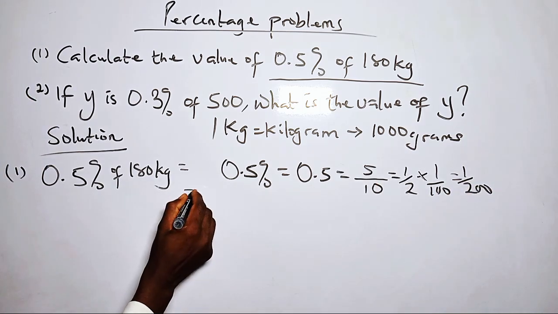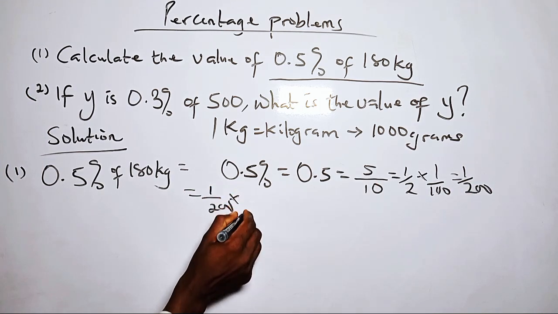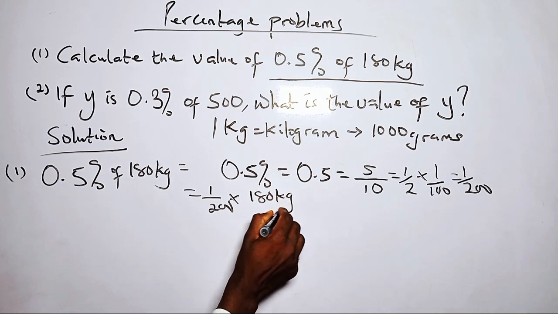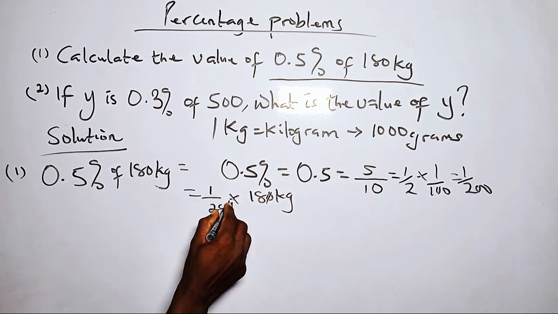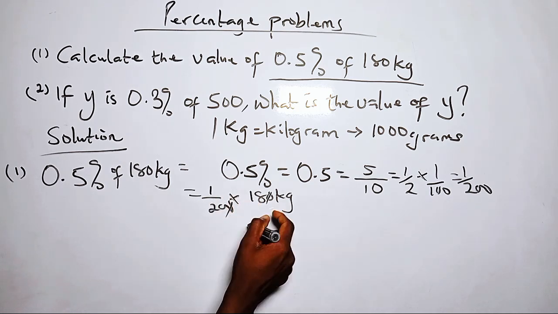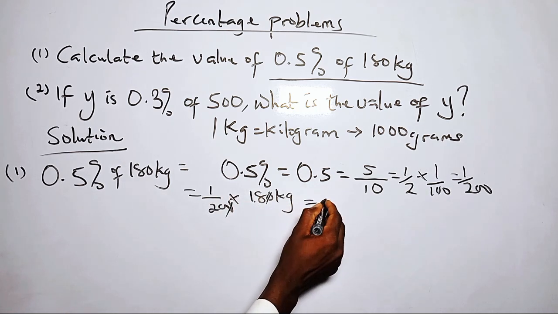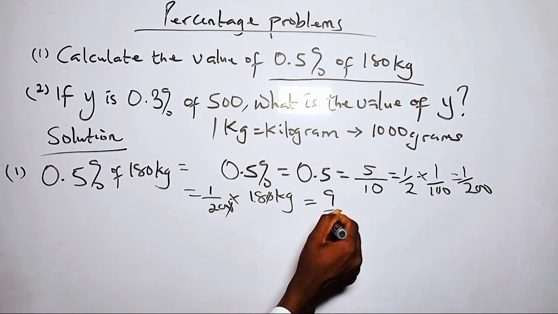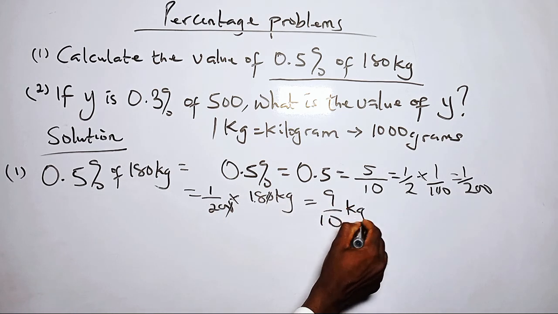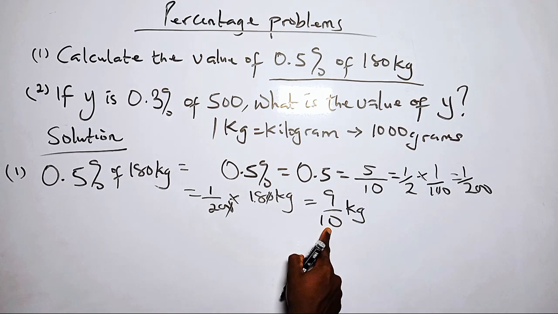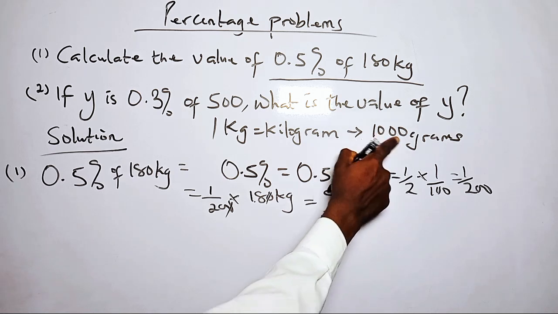So for 1/200 times 180 kg, okay? So when we simplify this, this is 20, this is 18. So we can have this as 2 in 18 is 9, 2 in 20 is 10. So we have this as 9/10 kg, okay? So we can have this in form of kilograms, or we convert it to grams.